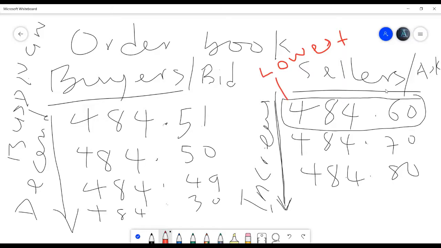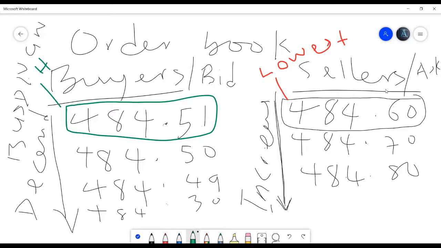Now for the buyers, this guy is the highest price. The same thing too. If you are a seller, you want to sell something, who are you going to sell it to? Who are you interested in selling it to more? You're interested in the buyer with the highest price. So that's why on the buyer side, you have the highest price here.